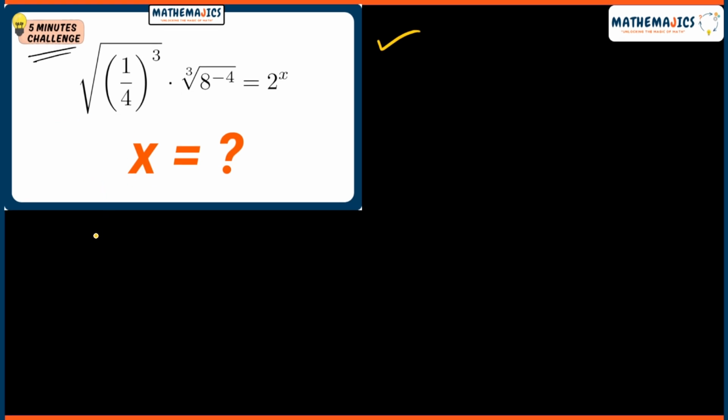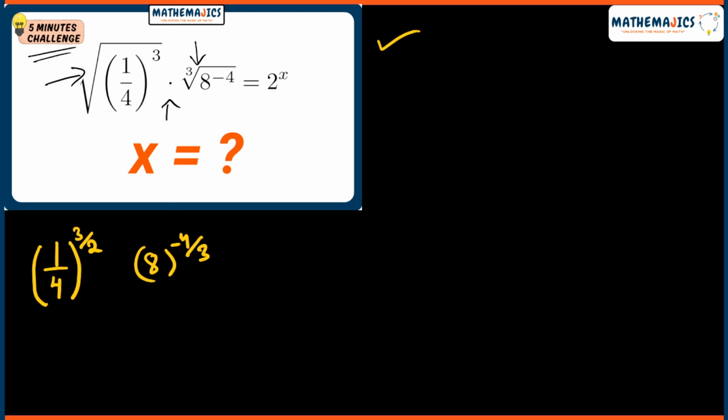So first of all, we can rewrite this as 1 by 4 raised to power 3 by 2 because this is a square root, correct? Similarly, here this is a cube root, so we can rewrite this as 8 raised to power negative 4 by 3, and this dot in between is for multiplication, right? This is equals to 2 raised to power x.